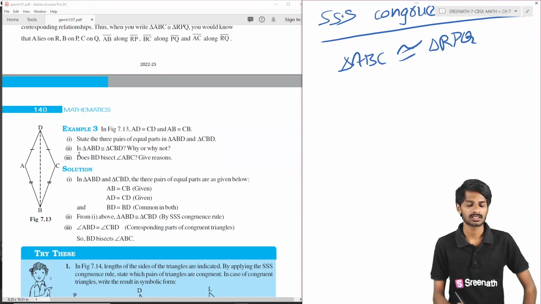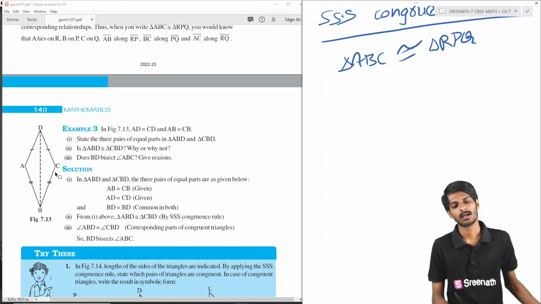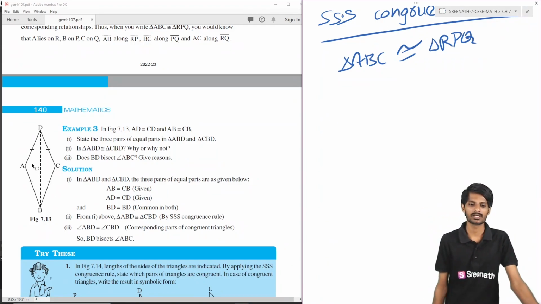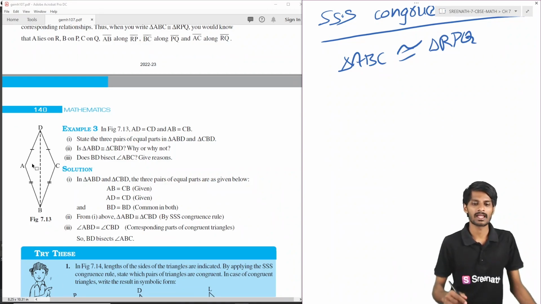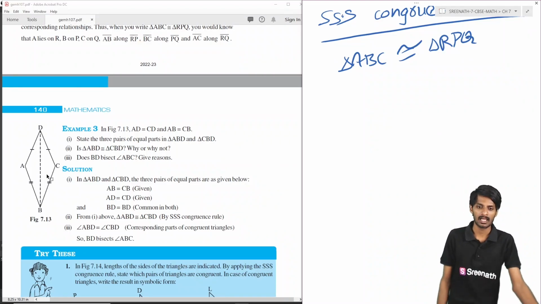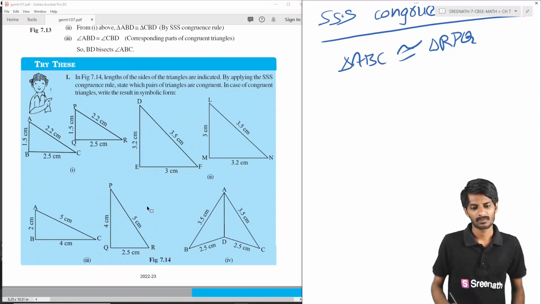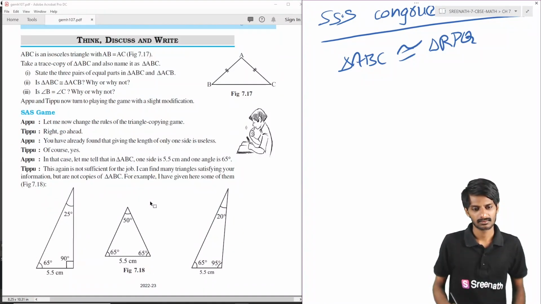So the two triangles are congruent students. Is triangle ABD congruent to triangle CBD? Yes, they are congruent students. Does BD bisect angle ABC? Yes students, it is bisecting the angle ABC. That is the case.